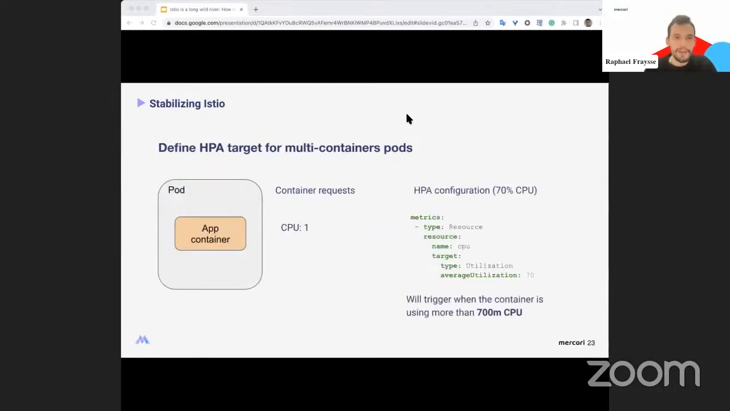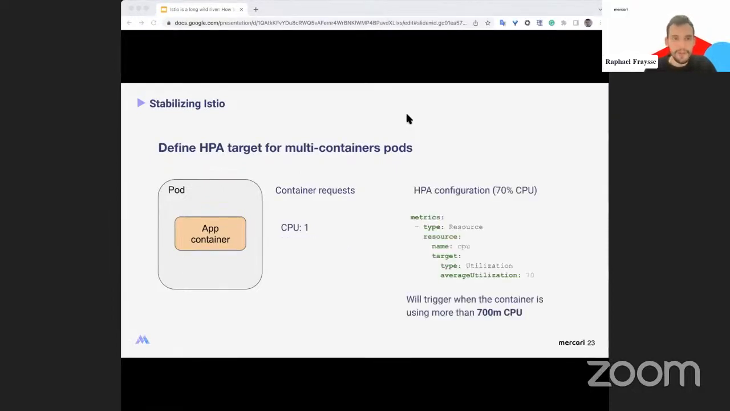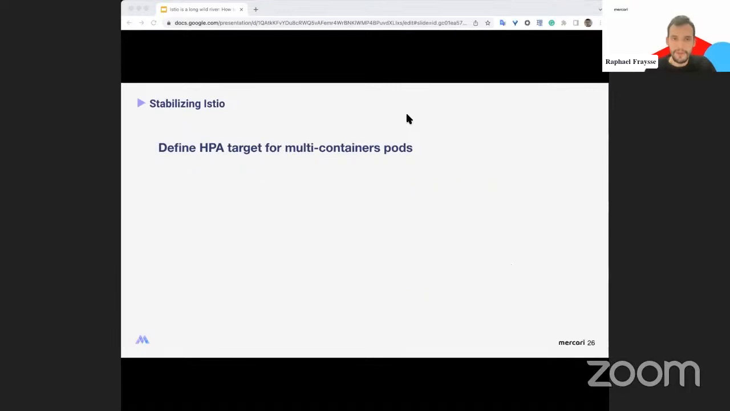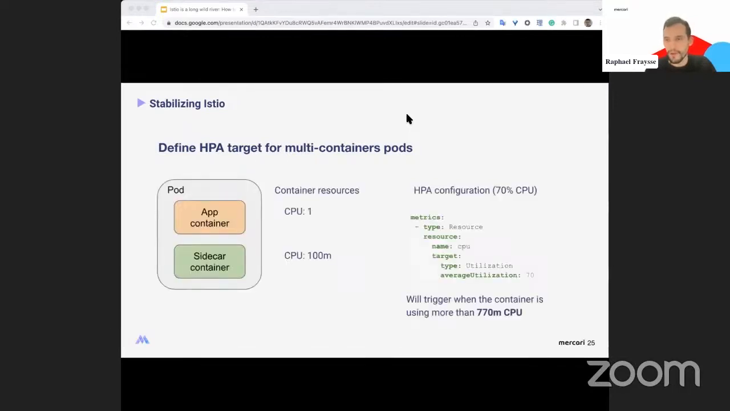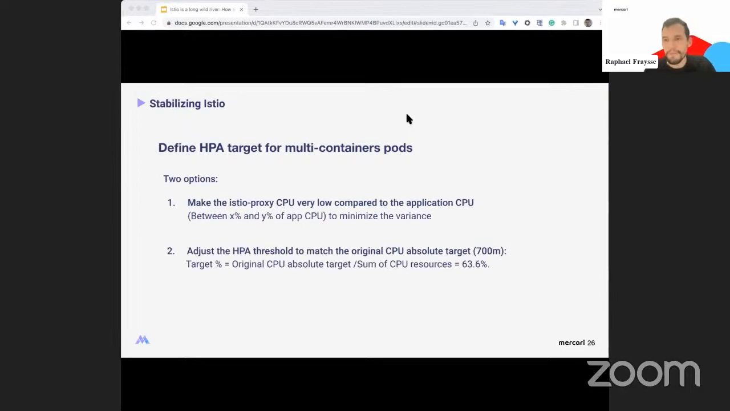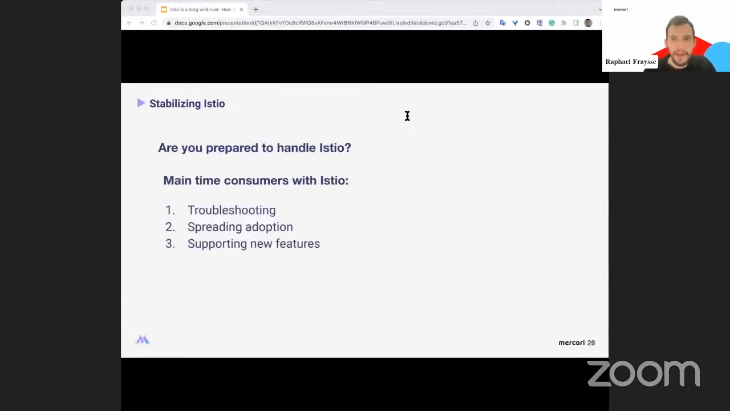I will skip this part quickly because I think it was very well described in the last presentation. But basically, we need to think of the two containers. And if we don't use container-based custom metrics, we need to think of the common HPA configuration. So I will skip this part.